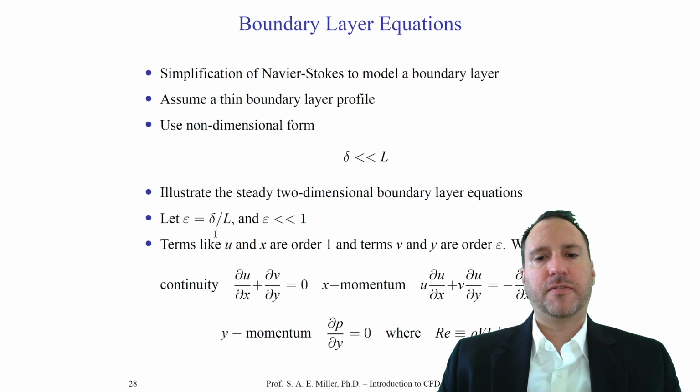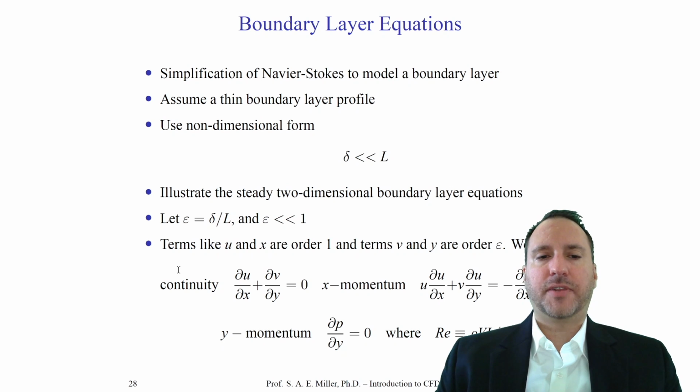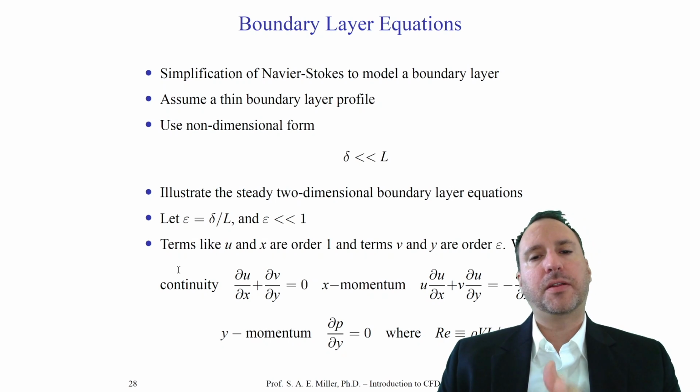This might be on the order of a few millimeters or centimeters, and the length of the vehicle might be something like 100 meters. Terms like the velocity component u or x are going to be on orders of 1, and terms like v, the velocity component in the y direction, and y itself are on the orders of epsilon.